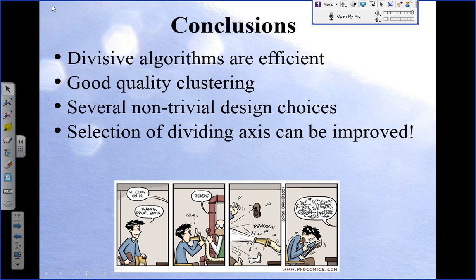So, conclusions. These divisive algorithms are efficient and give good quality clustering, the same as agglomerative. I don't have an extensive comparison. I think I should make it and find out, at least for our favorite datasets, how it really compares. But there are several non-trivial design choices. The actual implementation, I can't show you pseudocode here because it doesn't fit into one page. I can show a series of pseudocodes of every step, but it's not easy to do. And then the selection tree.